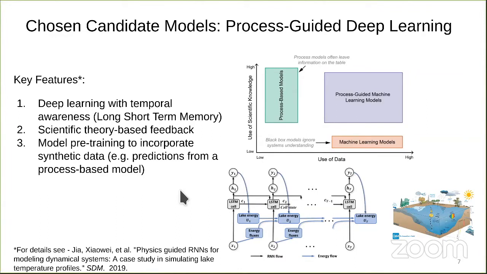So Allison already kind of talked about the idea of process-guided deep learning models, also known as knowledge-guided or physics-guided. It goes by many names, but basically the key features are that these are deep learning models with temporal awareness. They have scientific theory-based feedback, and they also use pre-training to incorporate synthetic data from process-based simulations of lakes. And these have been shown to outperform process-based models in many situations, and also outperform data-driven models like deep learning that have no knowledge of the underlying physics. So that's why we choose them as our candidate models. And these are candidate source models that would be transferred to target systems for prediction.